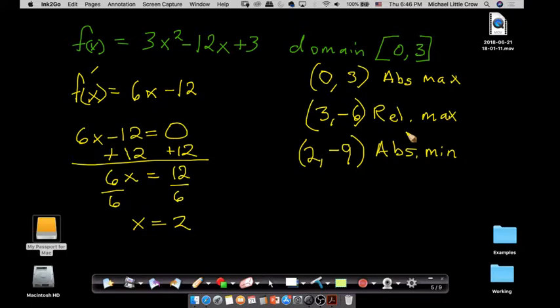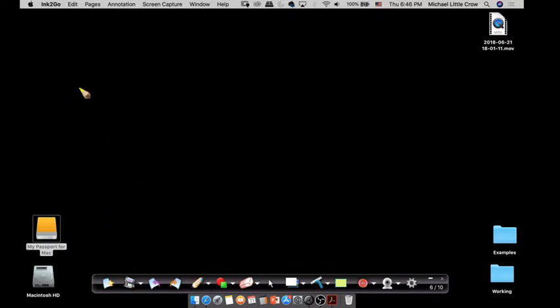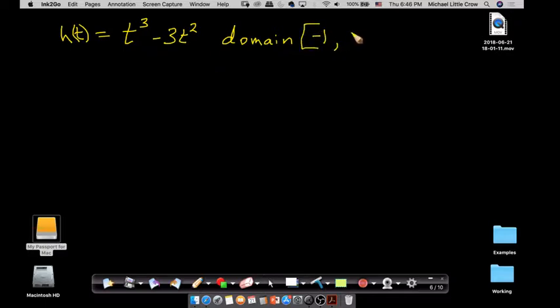The only other one is, let's see what happens when we have a domain that doesn't have a boundary, so it goes off to infinity. Okay, so let me go back and save this one. And then let's take a look now at this function. H of t equals t to the third minus 3t squared, and they're going to give us a domain of -1 with a bracket, so it's included, all the way to plus infinity.